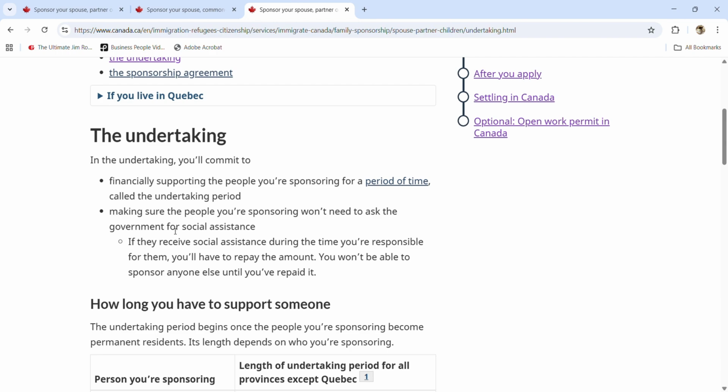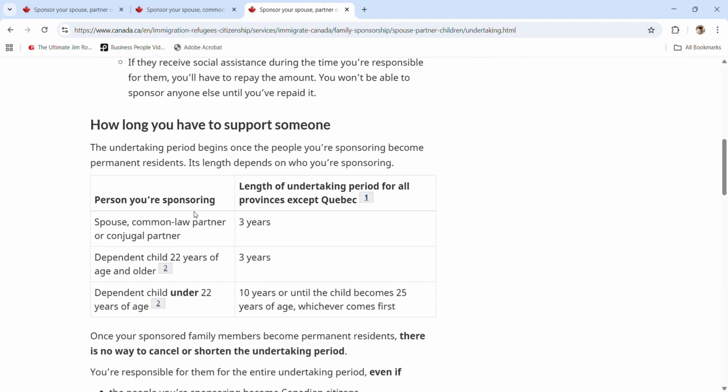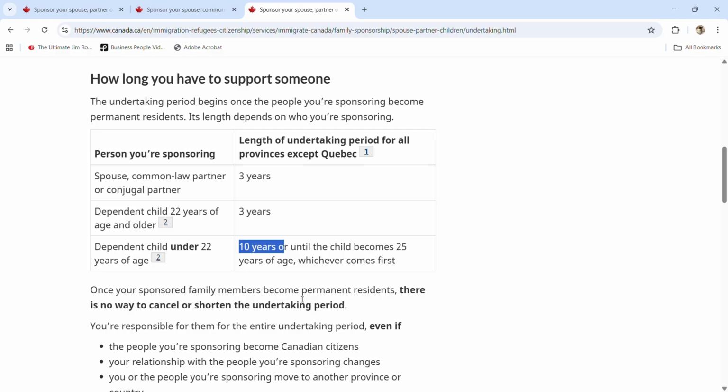For example, in Ontario, when those people come to Canada, they are not receiving Ontario Works, or welfare. How long do you have to support someone? That is the undertaking duration. For the spouse, common-law partner or conjugal partner, that is 3 years. For a dependent child over 20 years old, 3 years. And for a dependent child under 22 years old, that is 10 years of undertaking, or until the child becomes 25 years old, whichever comes first.